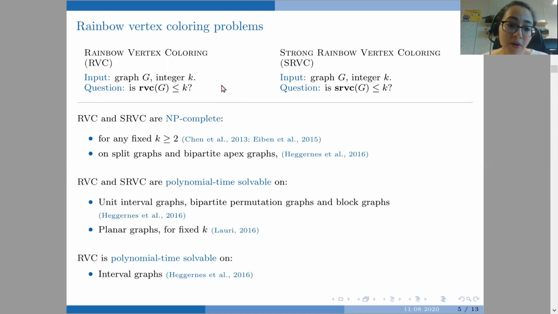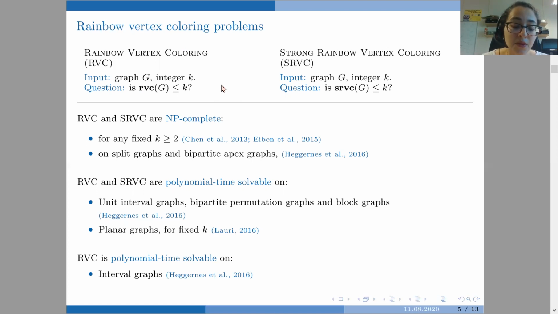It's known that both of them are NP-complete for a fixed k, and they remain NP-complete on split graphs and bipartite apex graphs. An apex graph is a graph that has one vertex whose removal leads to a planar graph. And there are some polynomial time cases, for instance, unit interval graphs, bipartite permutation and block graphs, and it's also known that the problem is polynomial time solvable on planar graphs, but in this case for fixed k. The case of interval graphs is interesting as well, since the rainbow vertex coloring problem is known to be polynomial time solvable, but for the strong variant, the complexity is still unknown.